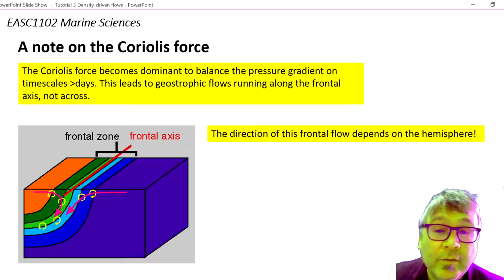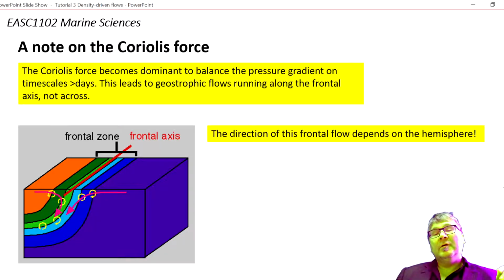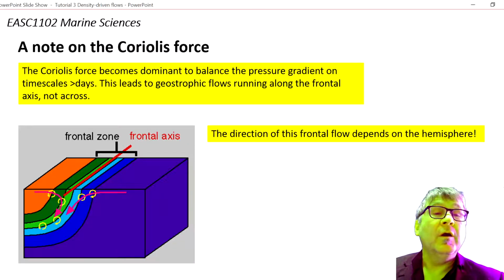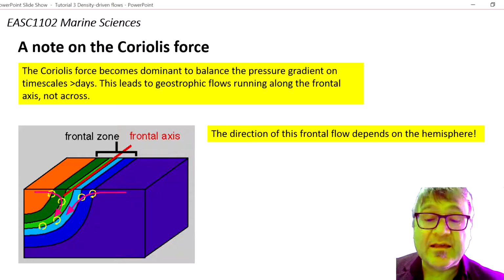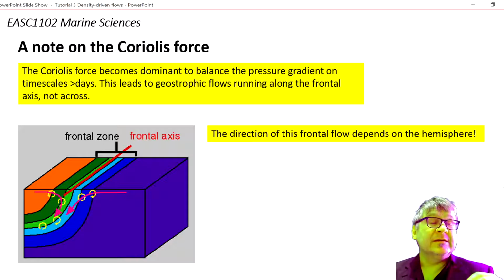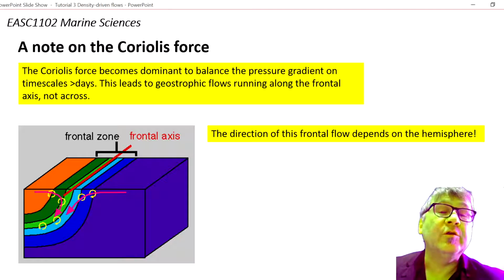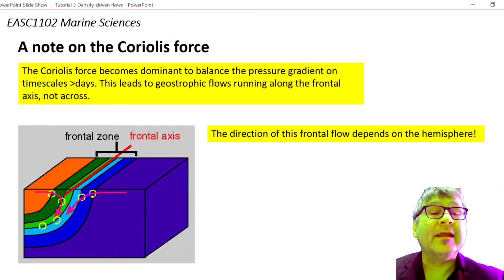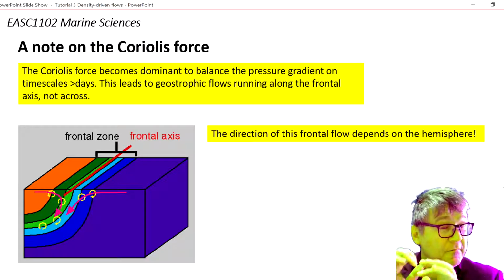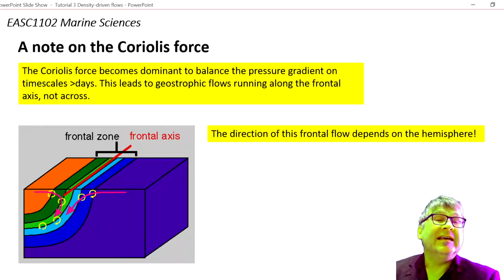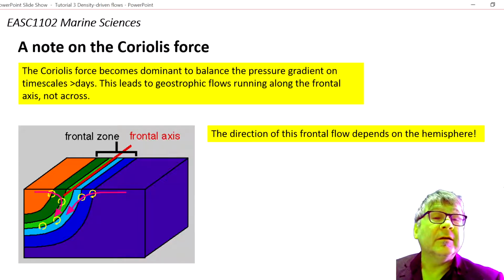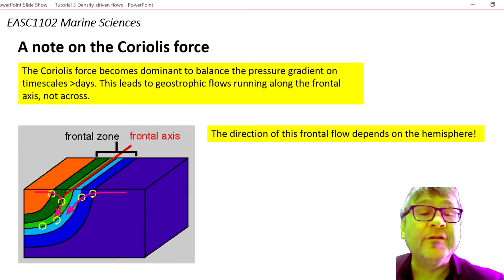So here's the note on the Coriolis force. The Coriolis force becomes dominant to balance the pressure gradient force on timescales exceeding days. And what actually happens in that case is that the flows that you get tend to run along the frontal axis and not across. It's a very, very common feature for geophysical phenomena, like atmospheric fronts in the ocean.